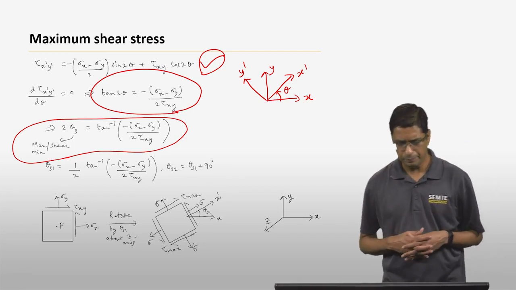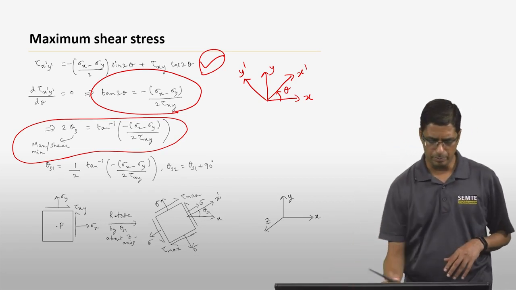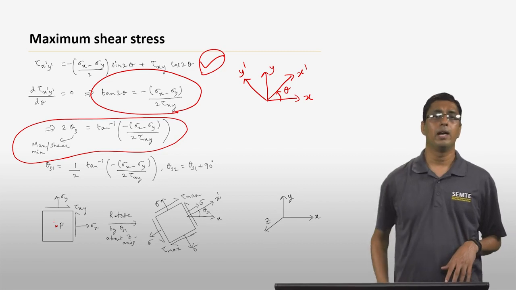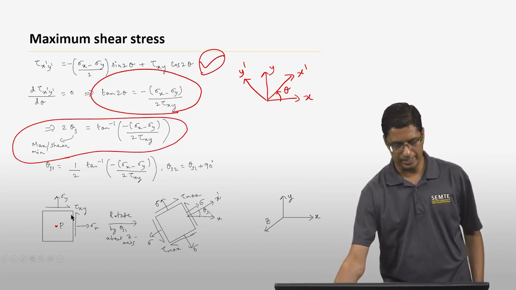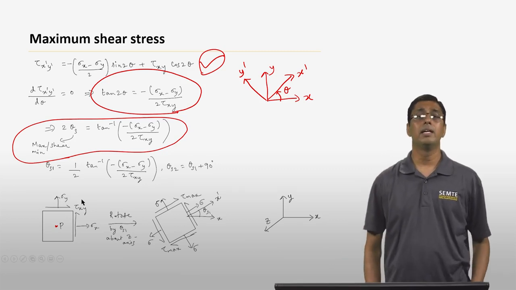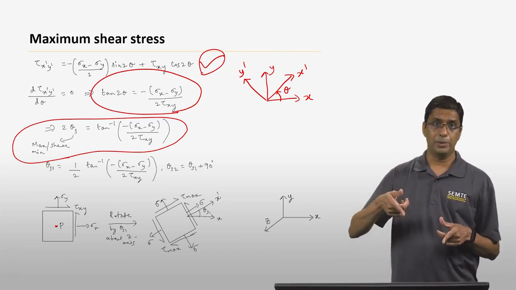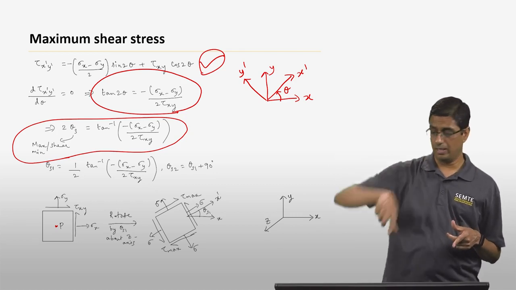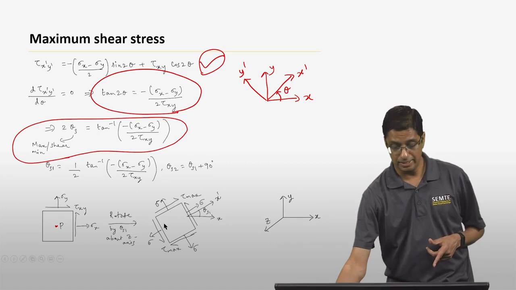Okay, so what does it actually mean physically? If you think about the point P here, and you have the stress defined at that point, sigma x, sigma y, and tau xy, then if you take this particular square and rotate it about the z-axis by this angle theta s1, you essentially get a square that is inclined like this.